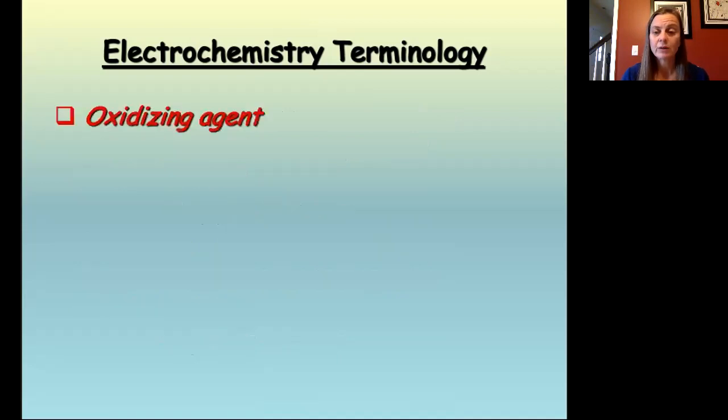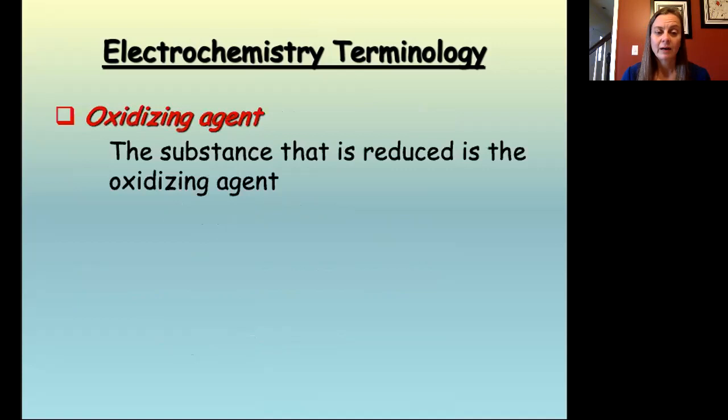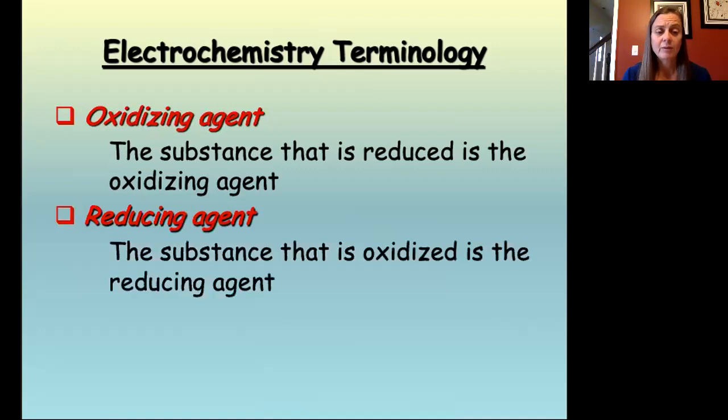We will also hear the terms oxidizing agent and reducing agent. When we talk about the oxidizing agent, it is the thing that makes something else oxidize. It makes something else lose electrons, so it is reduced. Similarly, the reducing agent reduces something else, makes something else gain electrons, so it is oxidized.